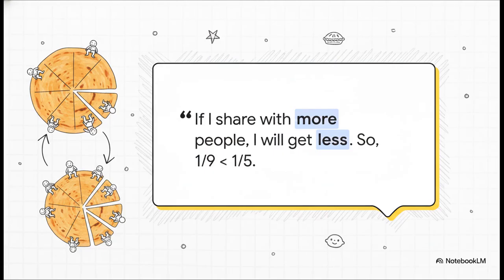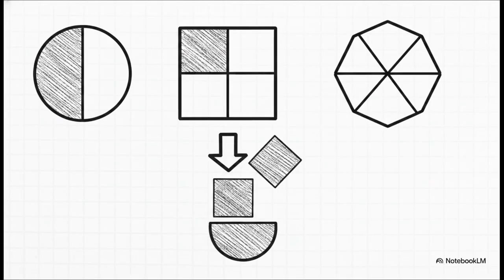But let's look at this fantastic realization from Arvin in the source text. He points out that exact common mistake, and then quickly corrects himself, saying, if one roti is shared among 5 children, each gets 1/5. If shared among 9 children, each gets 1/9. If I share with more people, I will get less. So 1/9 is actually smaller than 1/5. A larger denominator just means more people sitting at the table, which obviously means a much smaller slice of the pie for you.